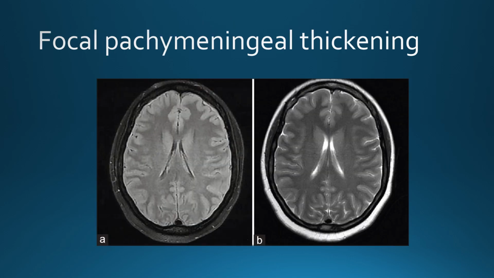So the commonest finding in spontaneous intracranial hypotension is pachymeningeal thickening. If you do just plain T2 weighted images, you may not find anything abnormal. However, in FLAIR, you can see a small subdural collection. Actually, it is not a subdural collection. It is a pachymeningeal thickening, that is thickened dura.